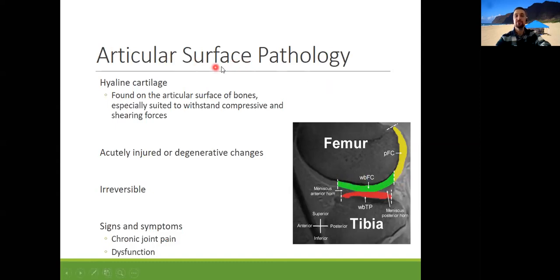When this articular surface gets worn out, either from an acute injury or degenerative changes over the course of your life, currently it's mostly irreversible. There are some treatment options. We'll talk about those. But we worry about the progression to osteoarthritis and then needing a knee replacement.